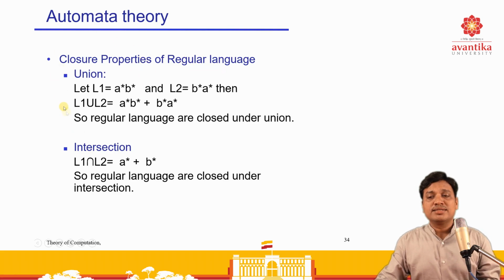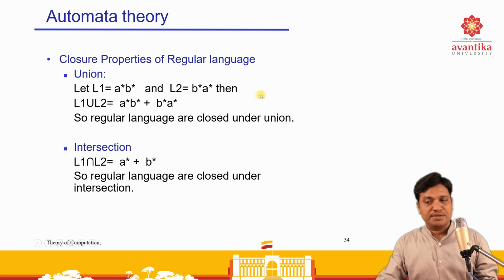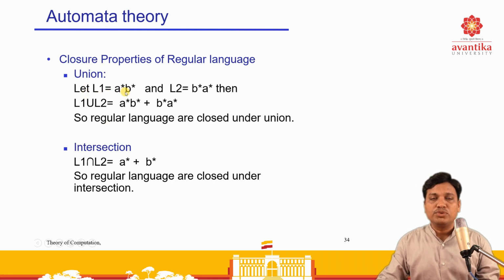There are some properties of regular languages, some closure properties and non-closure properties. We first cover the closure properties of regular languages. The first property is union, the second is intersection. Suppose two languages are given: L1 is A star B star, and L2 is B star A star. Then we simply perform their union.